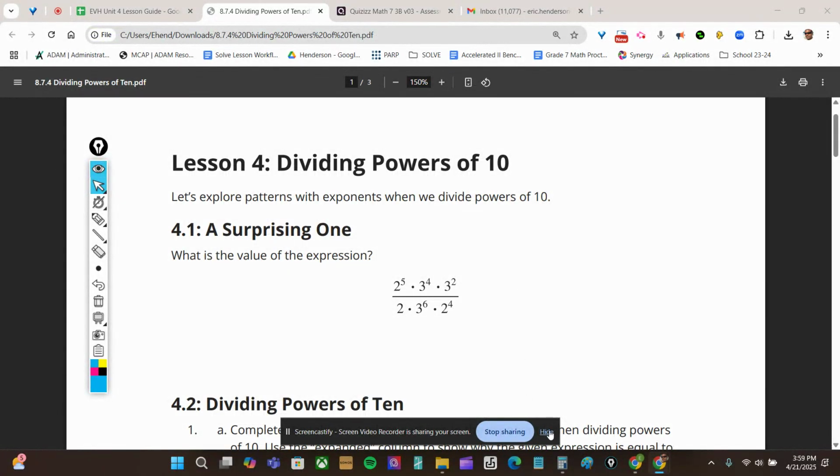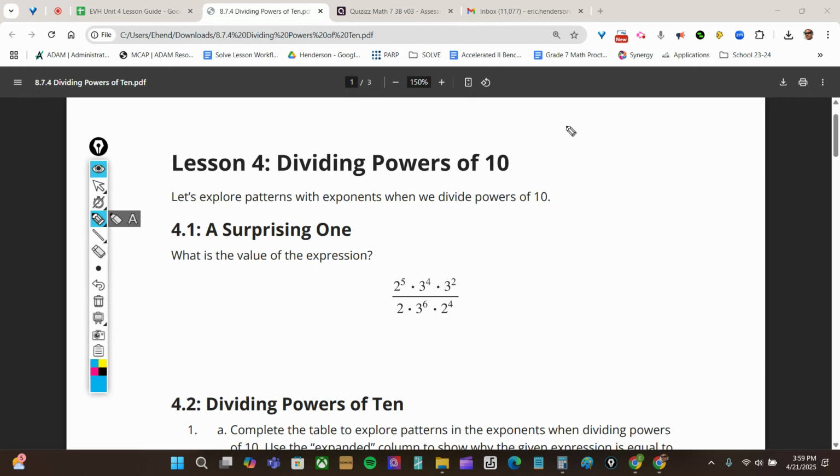Yo, welcome back. Today's lesson: dividing powers of 10. Let's start with a breakdown, the summary. Okay, dividing powers of 10.